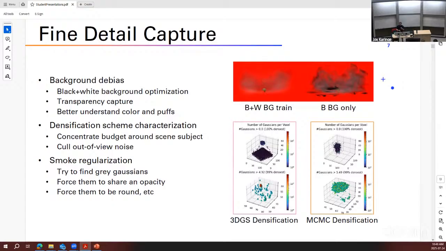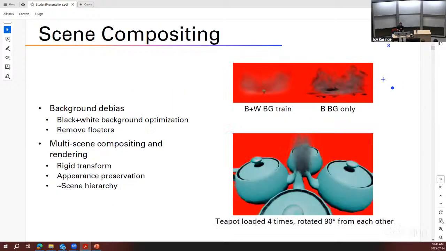I also try to automatically detect smoke through its appearance, trying to find the gray. For instance, if we know that the smoke is gray, then we can try to identify grayish pixels and force them to optimize an opacity and restrain their color. That's a work in progress. That's not working too well at the moment.